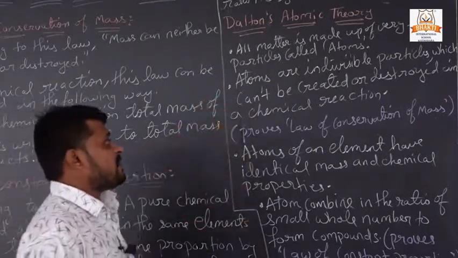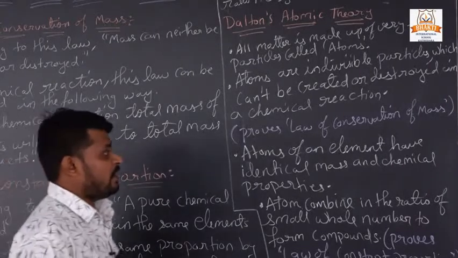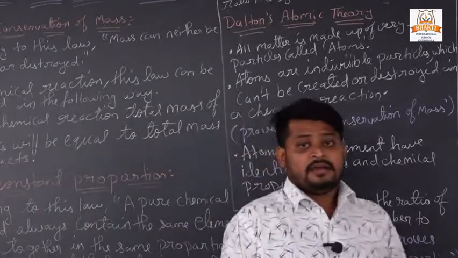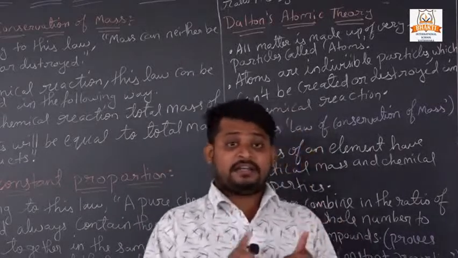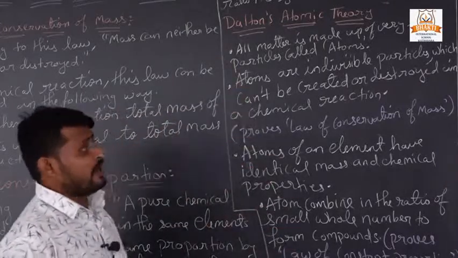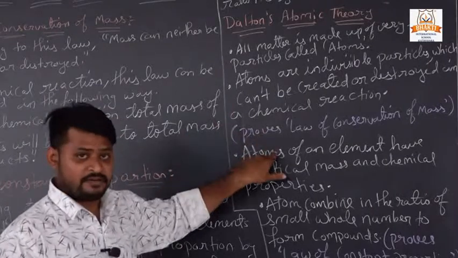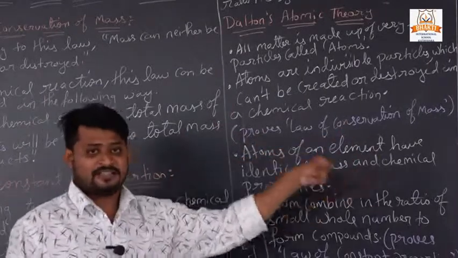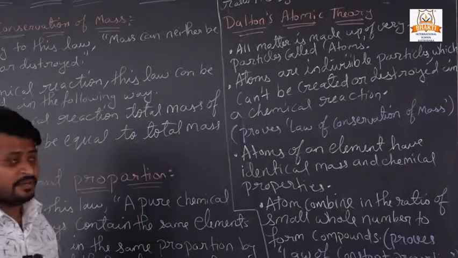Second, atoms are indivisible particles which cannot be created or destroyed in a chemical reaction. When we do a chemical reaction, atoms can neither be created nor destroyed. That was said by Dalton. That is the second point, and it proves the law of conservation of mass that we studied in the previous topic.